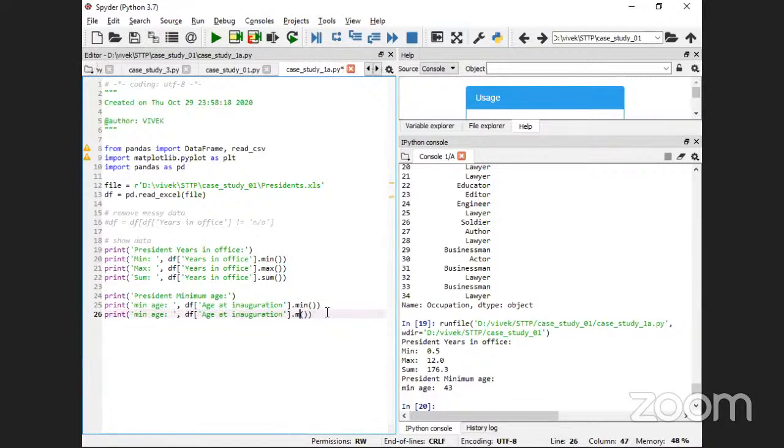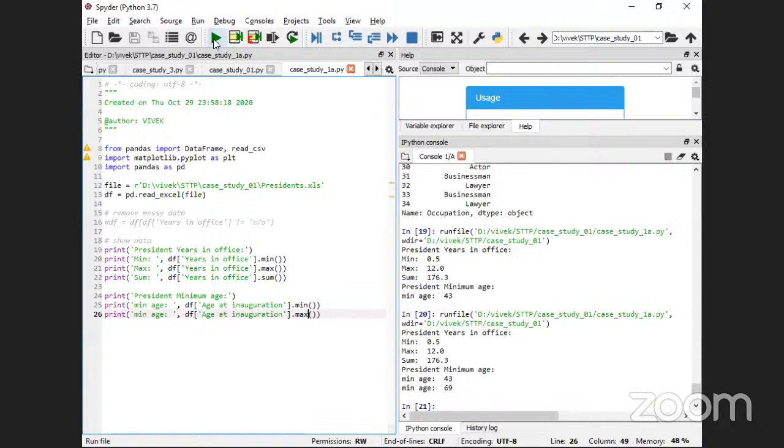Likewise, you have n number of functions. You can see that I have extended it with max, where you can also see the minimum age and maximum age. The maximum age is 69, and the minimum age is 43. This is how you can do various analyses, and you have several inbuilt functions supported here, by which you can perform different analyses like this.